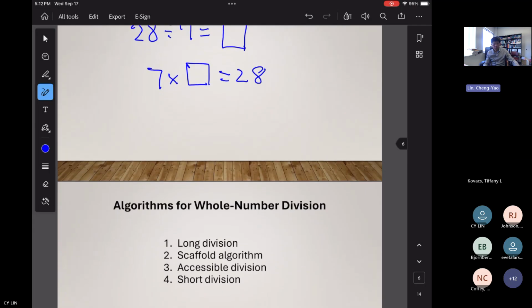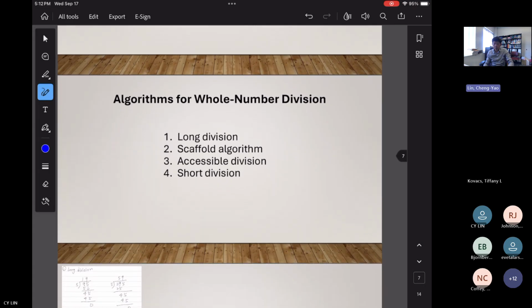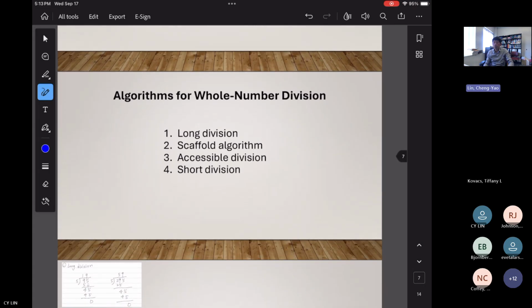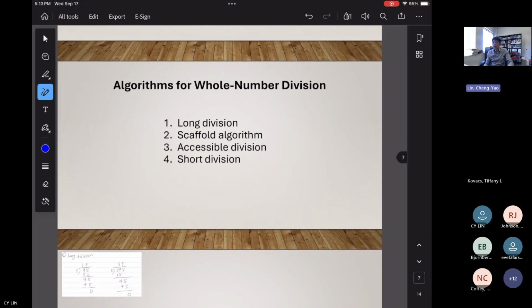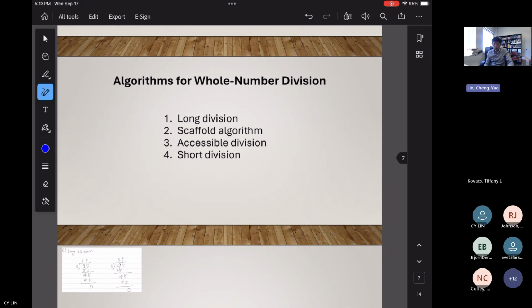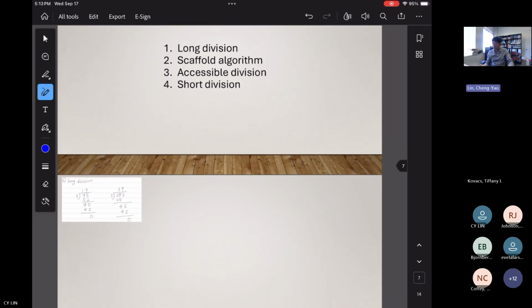All right, and then next, we have several algorithms for whole number division. And last time, remember when we did the 50 items review computational test, and we did the long division, scaffold algorithm, and we did a short division, but we didn't do accessible division, right? So today we're gonna go over the accessible division. All right. Now, first of all, is a long division.